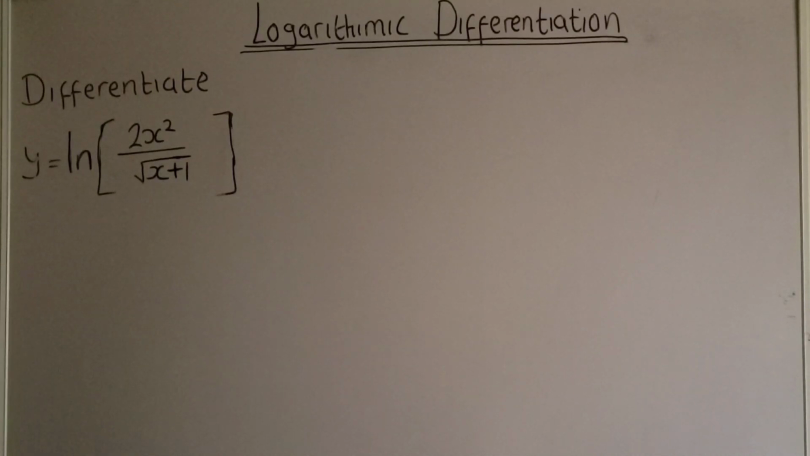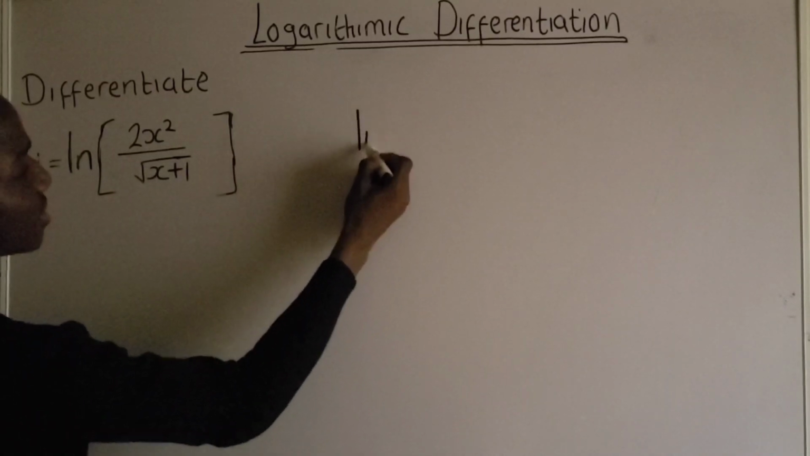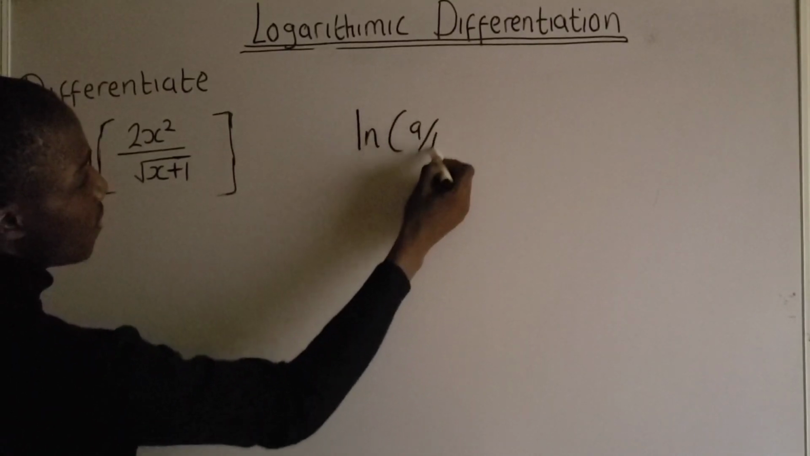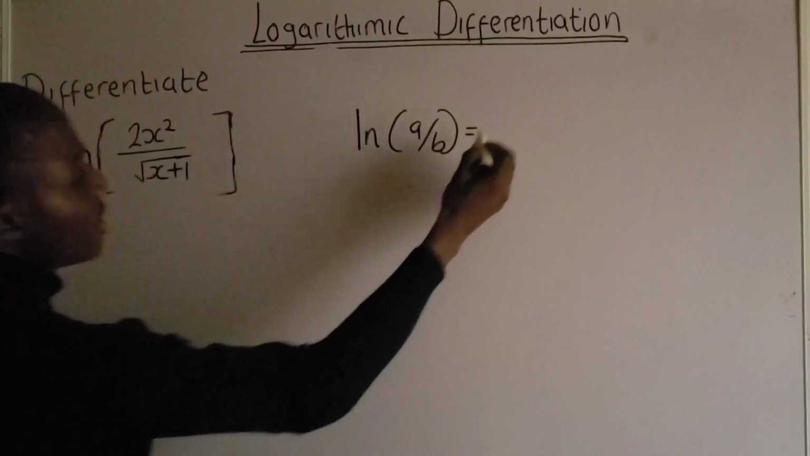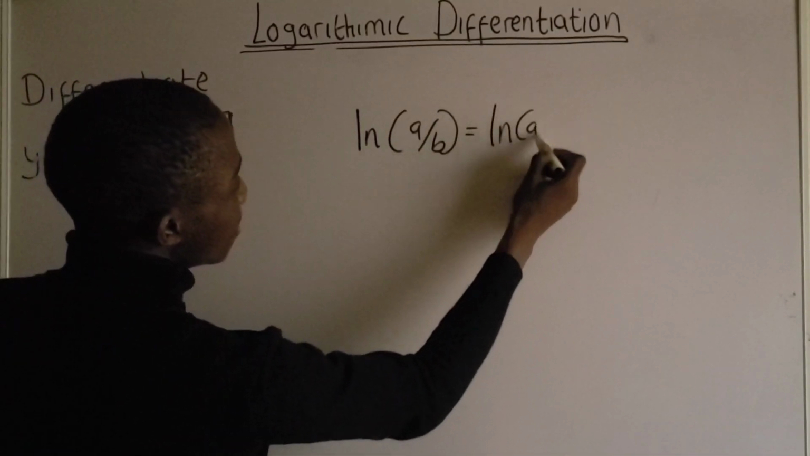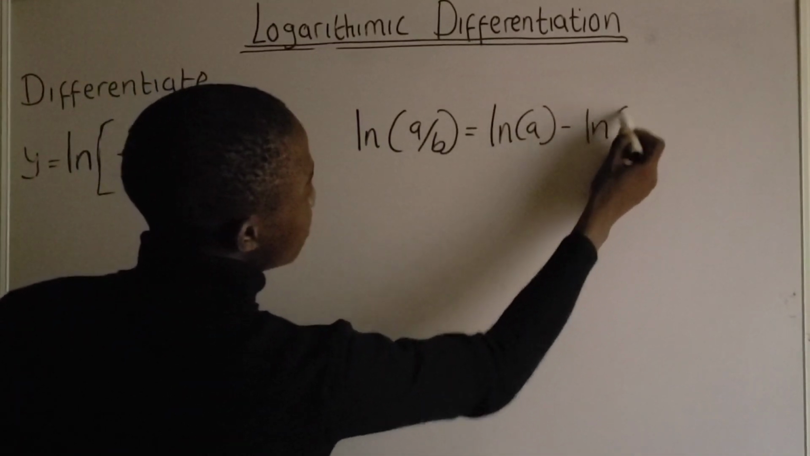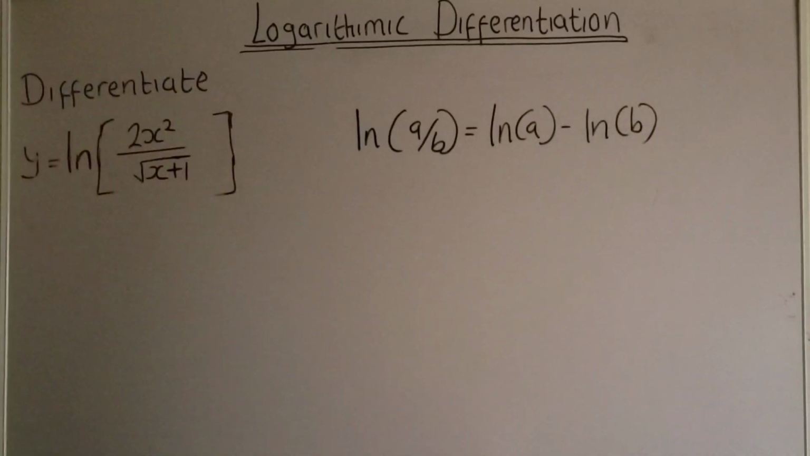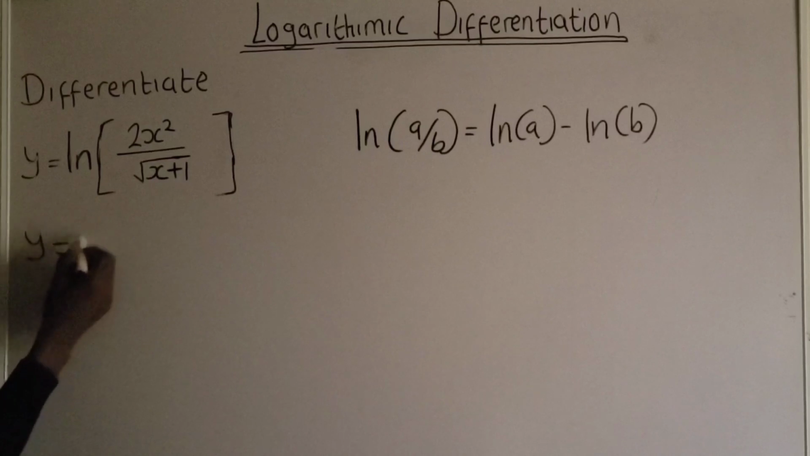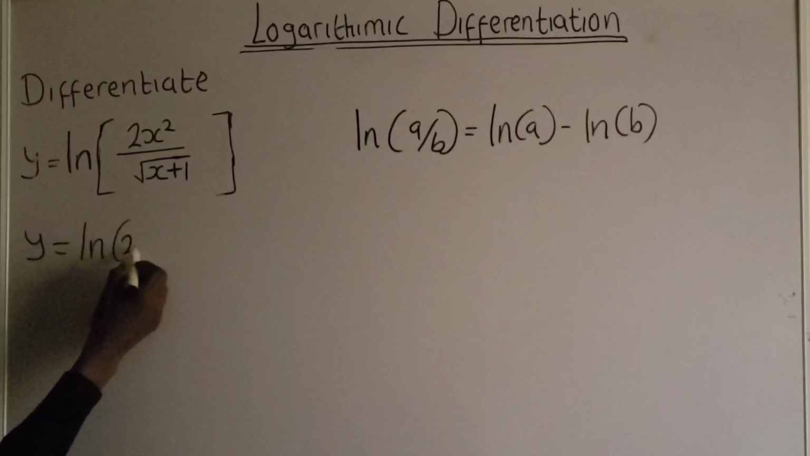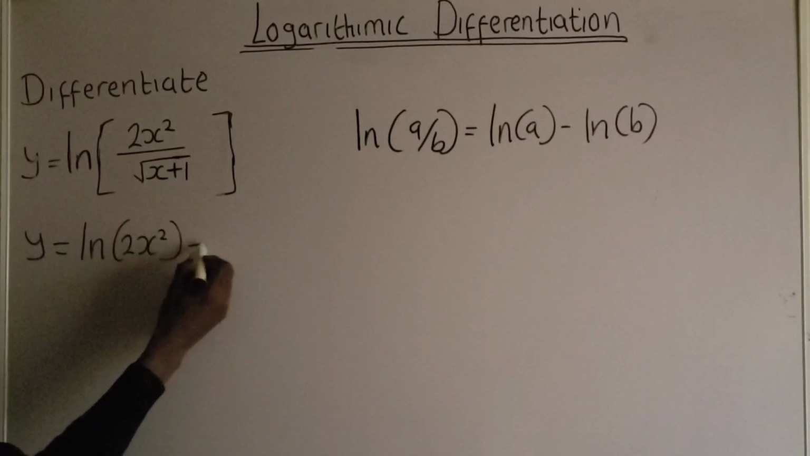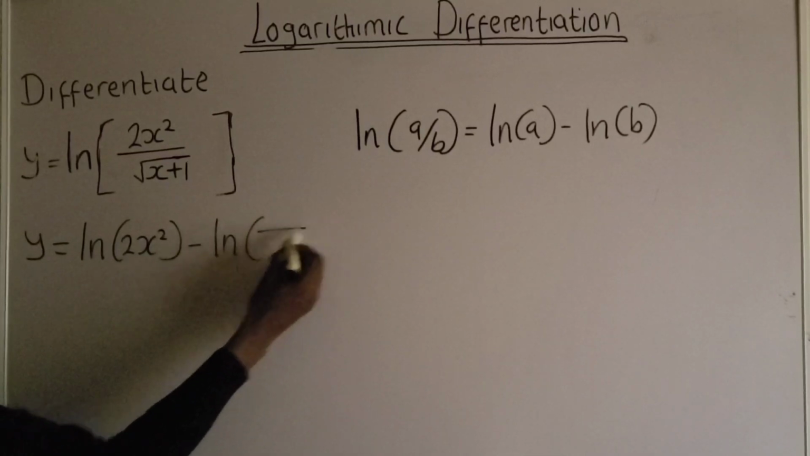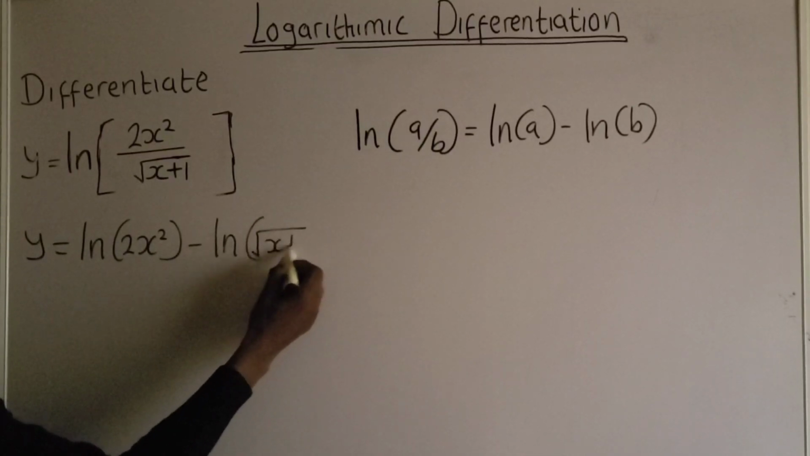Now let's solve. Don't forget that if we have natural log of a all over b, it is equal to the natural log of a minus the natural log of b. Okay, we are still going to use the same step in this place. So for this, I'm going to have y equals the natural log of 2x squared minus the natural log of the square root of x plus 1.